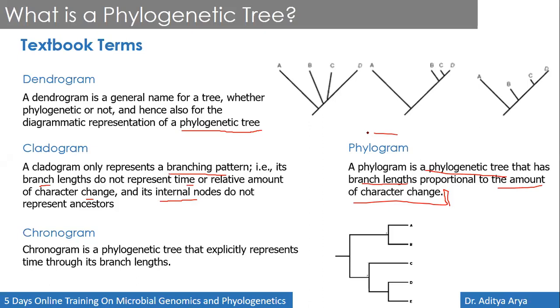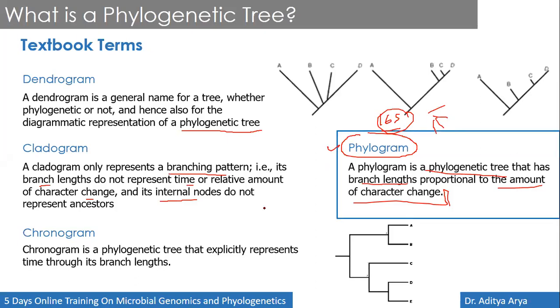And particularly when we are right now discussing multiple sequence alignment, since we have discussed 16S and we are looking at the phylogenetic relation, obviously the kind of tree that we are going to develop in the end will be a phylogenetic tree or phylogram. And in that case, vertices will have a sense of character change.